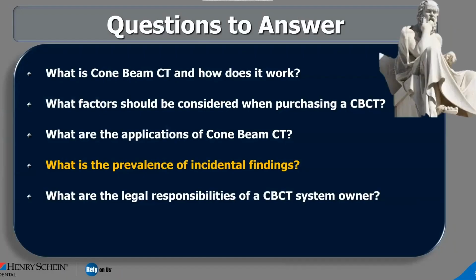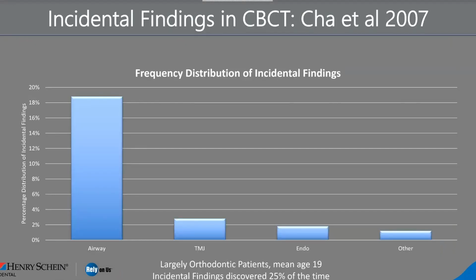Quickly, I'm just going to go through incidental findings just to answer that quick question. Many of these research projects looking at incidental findings are really self-reported surveys, and so that makes it a little bit difficult for us. But we can go off of what we have seen and extrapolate to how this might affect you in your office. So the very first paper that came out was in 2007. Largely, we're talking about orthodontic patients, so we've got a young patient population. They found incidental findings about 25% of the time. And the largest one, of course, was airway.